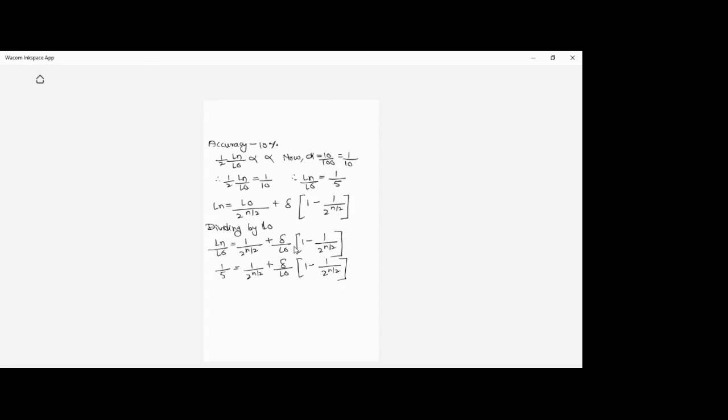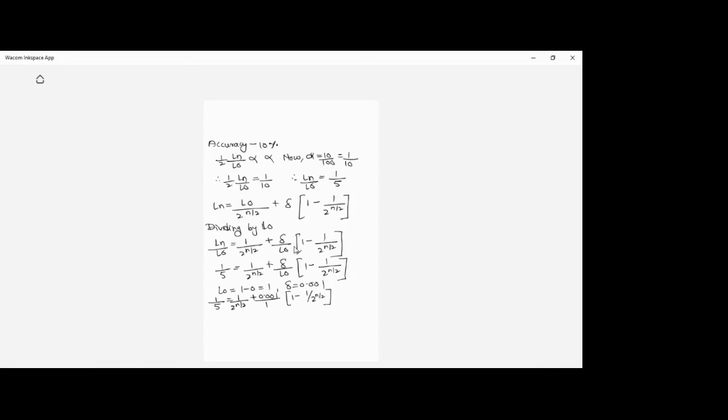So substituting the value, 1 by 5 is equal to 1 upon 2 n by 2 plus delta by L0 into 1 minus 1 by 2 n by 2. In our case, they have given us the value of L0. So the interval was 0, 1, so the value of L0 comes out to be 1 minus 0, that is 1. And we can assume delta as 0.001 if it is not given in the numerical, right? So if we solve ahead by putting the values, we get 1 by 5 is equal to 1 upon 2 n by 2 plus 0.001 by L0, which is 1, into 1 minus 1 upon 2 n by 2.